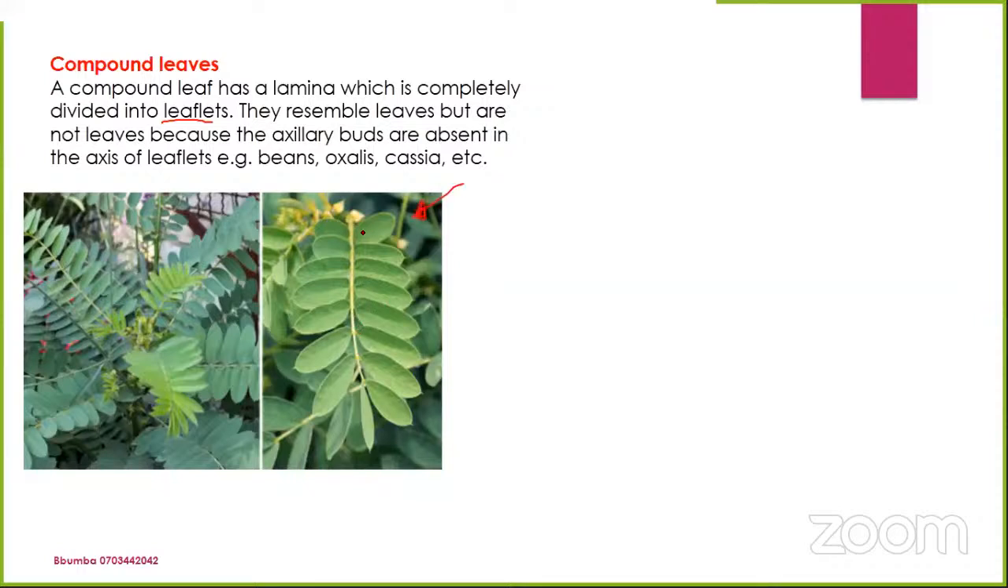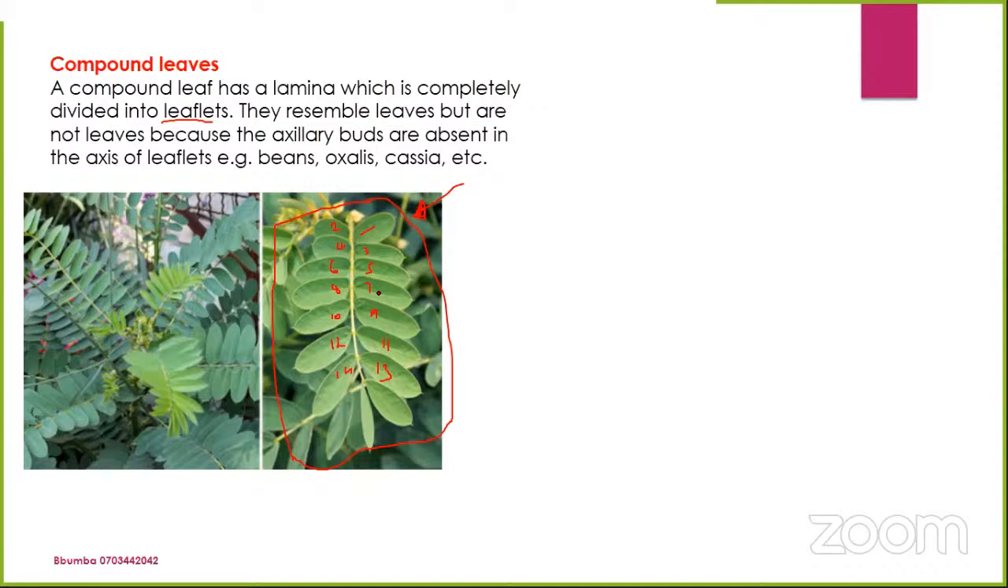Let's count the leaflets together. 1, 2, 3, 4, 5, 6, 7, 8, 11, then 12, 13. All are leaflets that make this entire leaf. This is the entire leaf. Some of you are getting confused. This is not a leaf, this is one leaf, this is another leaf. No, these are called leaflets. And you can see that in between here where they're attached onto the leaf, there are no axillary buds.